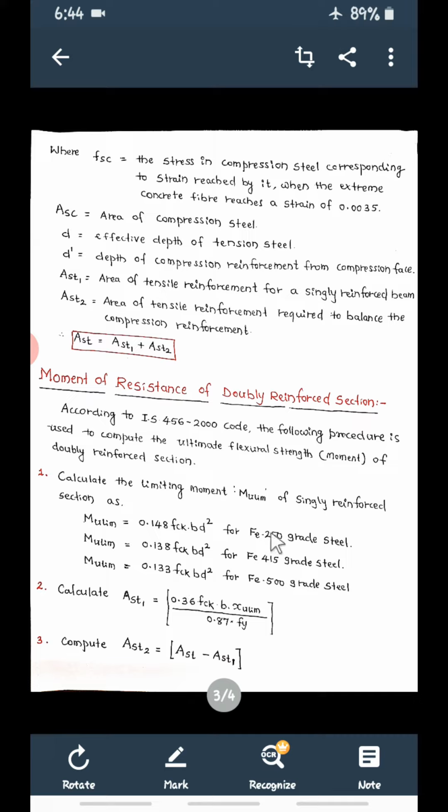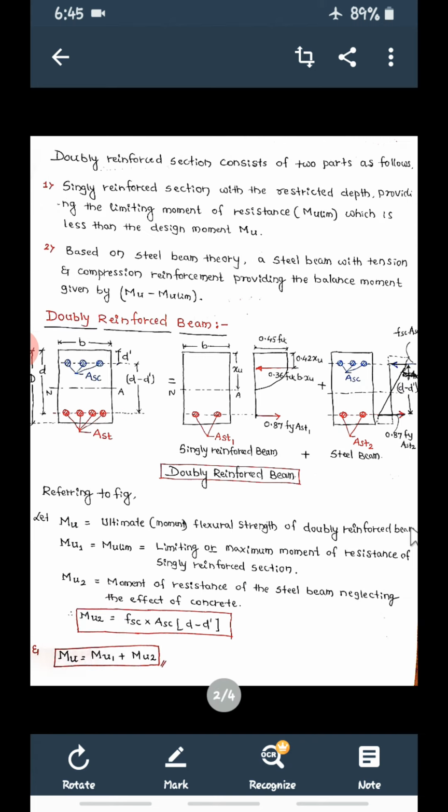So first see which grade of steel is given, and depending upon that we have to calculate either this or this Mu limit. Any one formula we are going to use. So this will give Mu limit, or it is also Mu1. Then calculate Ast1. Now see in this figure, Ast1 is there. So how to calculate Ast1?